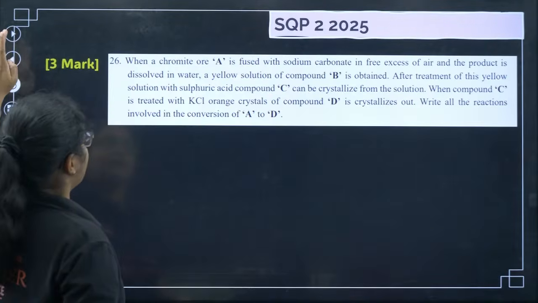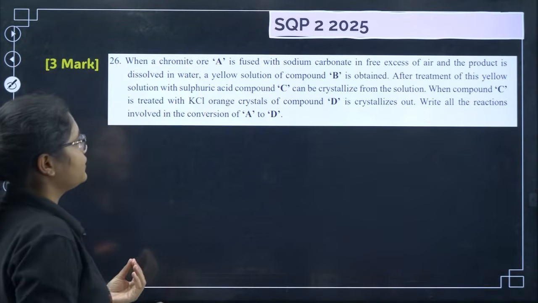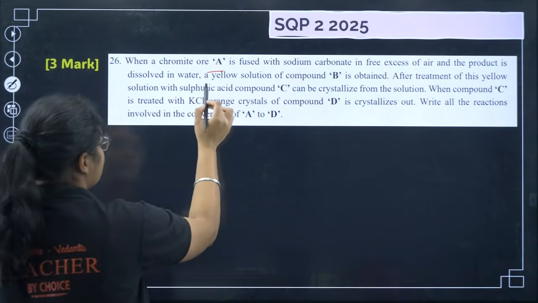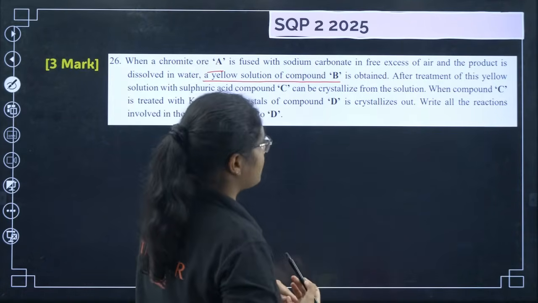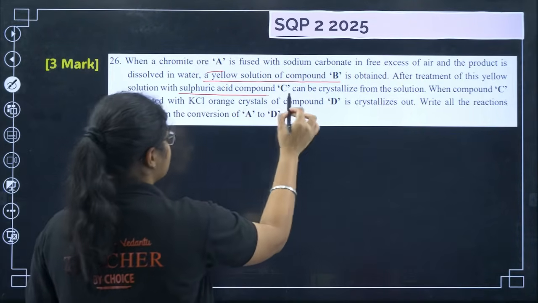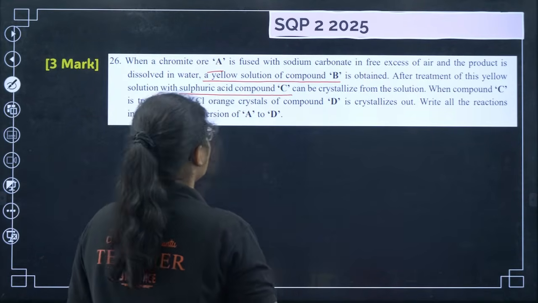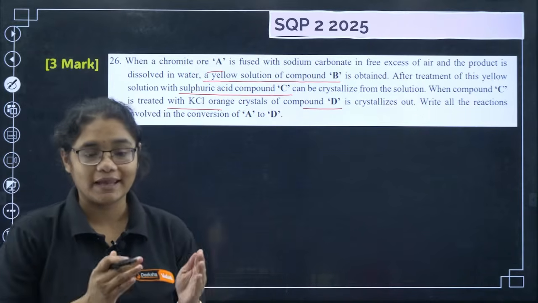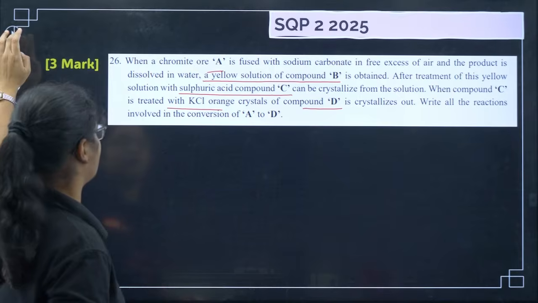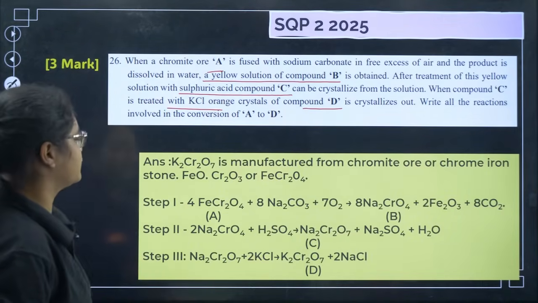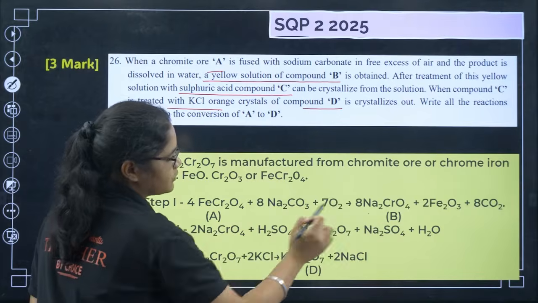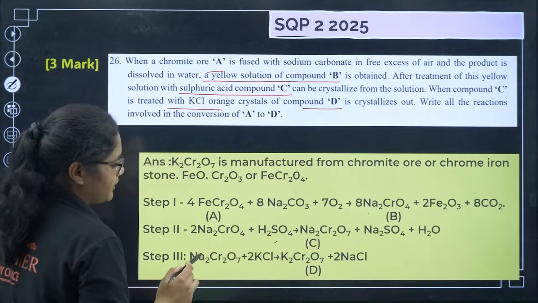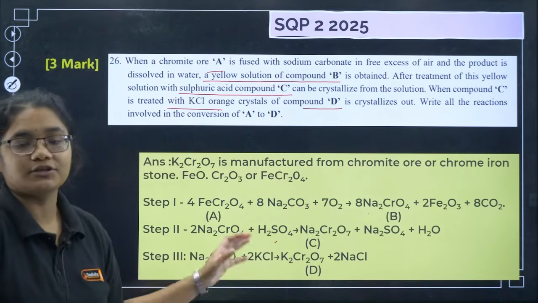Moving to the next question. When a chromite ore A is fused with sodium carbonate in free excess of air and the product is dissolved in water, a yellow solution of compound B is obtained. After treatment of this yellow solution with sulfuric acid, C can be crystallized from the solution. When compound C is treated with KCl, compound D is formed. Write all the reactions. This is the preparation of potassium dichromate. First, iron chromite A reacts to give you sodium chromate. Then this sodium chromate reacts to give you sodium dichromate. Then sodium dichromate gets converted to potassium dichromate.